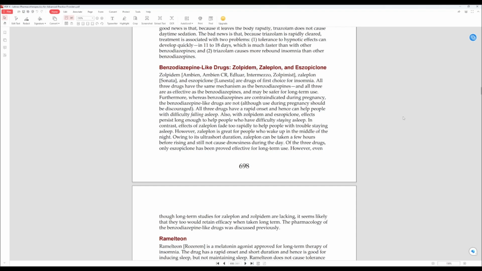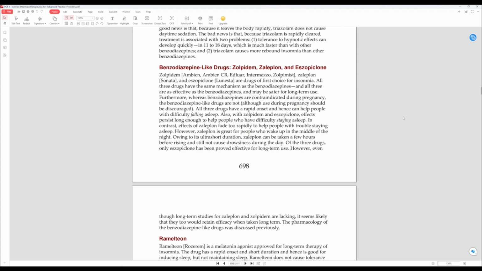All three drugs have a rapid onset and therefore can help people with difficulty falling asleep. Also, with zolpidem and eszopiclone, effects persist long enough to help people who have difficulty staying asleep. In contrast, effects of zaleplon fade too rapidly to help people with trouble staying asleep. However, zaleplon is great for people who wake up in the middle of the night. Owing to its ultra-short duration, zaleplon can be taken a few hours before rising and still not cause drowsiness during the day.